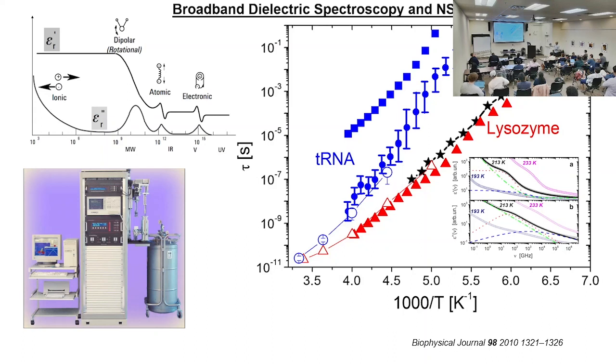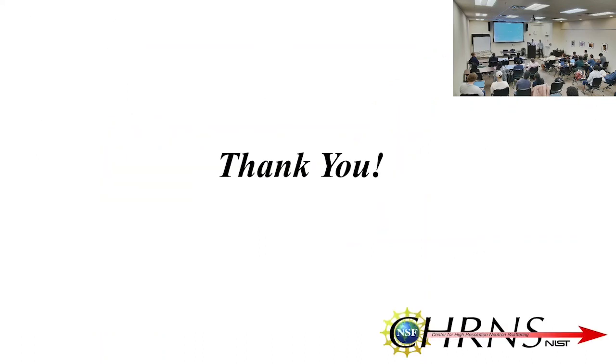claim. So they combined the data with broadband dielectric spectroscopy, and now in the extended temperature range or time range, you can clearly see that this is different. And the concept of slaving is simply not true. So that's how you can combine data from different techniques and gain more information from the neutron scattering data. And with that, I will say thank you, and if you have a question.